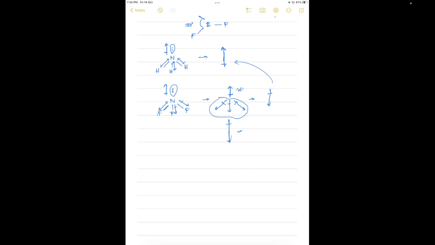Because in the NH3 case all three dipole vectors point in the same direction, the magnitude of the resultant dipole vector will be high. But in this case the dipole vector corresponding to the lone pair and the resultant of the three dipole vectors are opposite in direction, so the magnitude of the resultant dipole vector will be small.